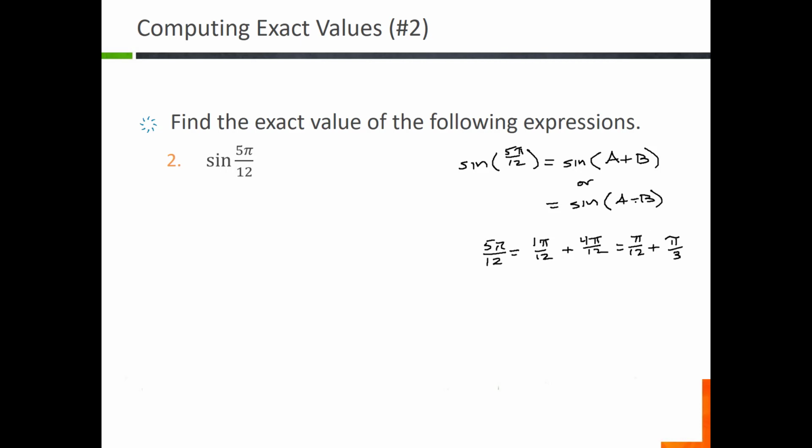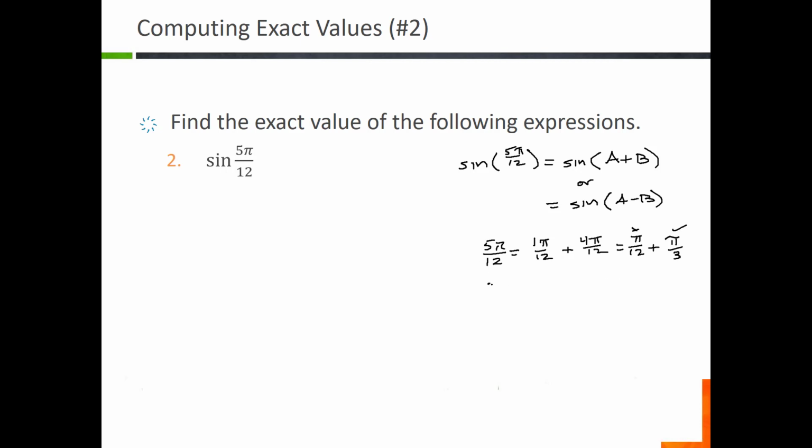two numbers, the a and the b. We need those to be values that we recognize on the unit circle. So pi over 3, that's a nice unit circle number. Pi over 12, not so much. We don't know what the sine or the cosine of pi over 12 is. So we can certainly rewrite 5 pi over 12 as pi over 12 plus 4 pi over 12, but it's not going to be helpful. So let's try something else.